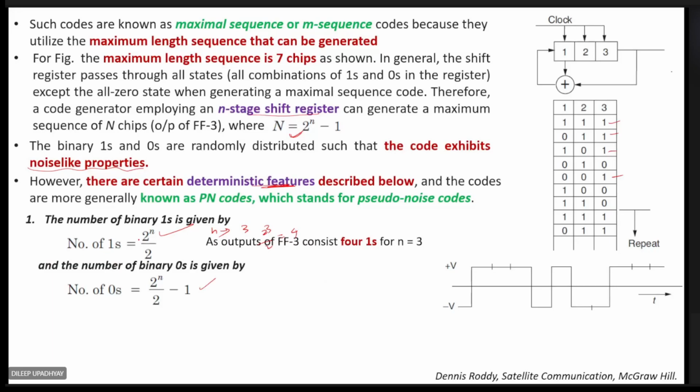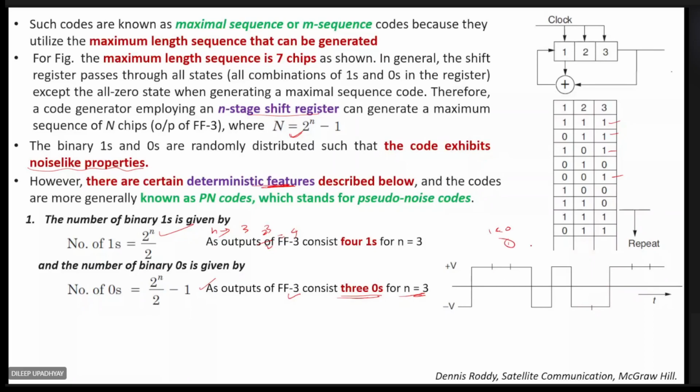So if the number of ones is 2 to the power n by 2, then the number of zeros will be 2 to the power n by 2 minus 1. Similarly, you can see, as the output of the flip-flop 3 consists of 3 zeros, n equals 3. And one more thing I want to point out: since the number of 1s and 0s differ by 1 only, what happens?